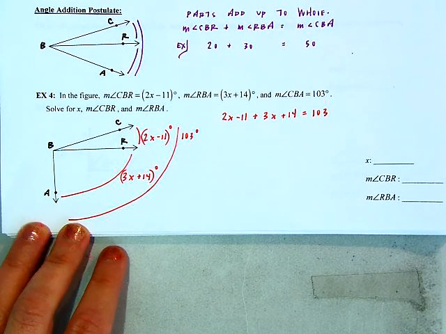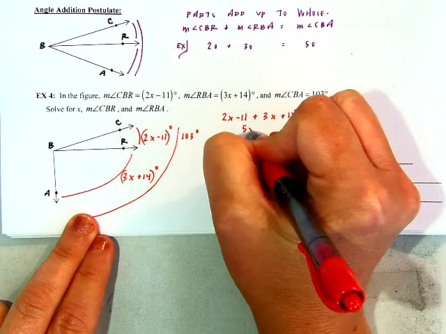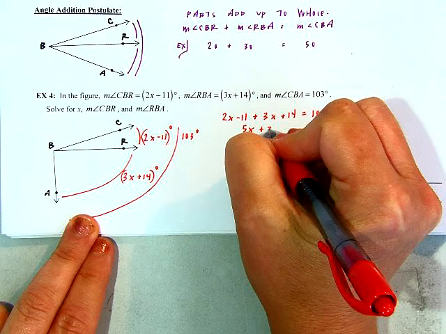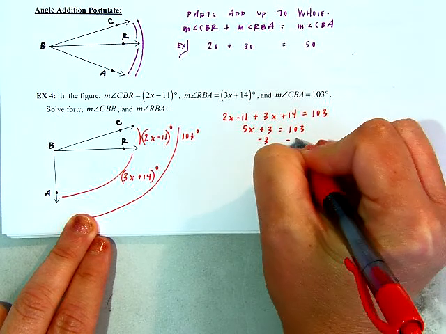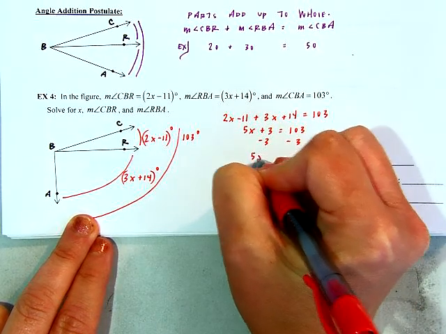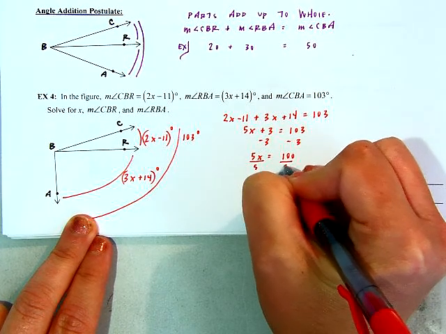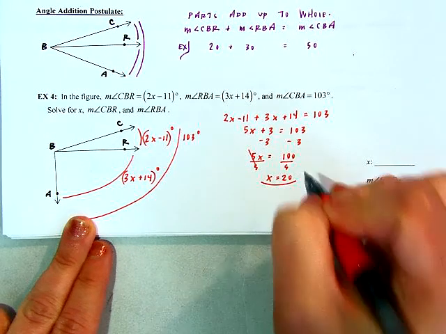Okay, and now I just have a linear equation to solve. 2x plus 3x is 5x. Negative 11 plus 14 is 3 equals 103. Take away 3. 5x equals 100. Divide by 5. And x equals 20. Okay, so I'm good there.